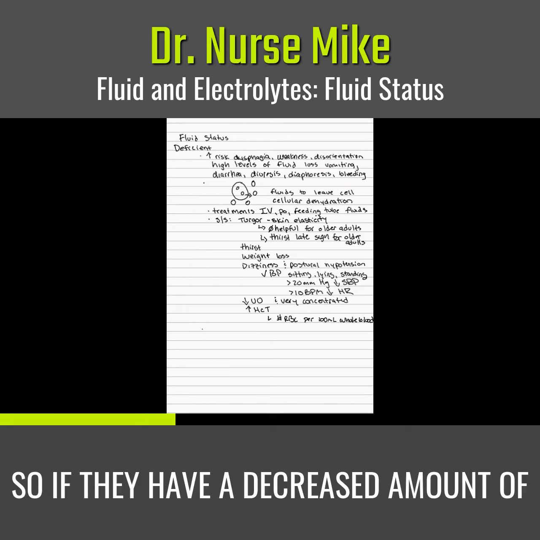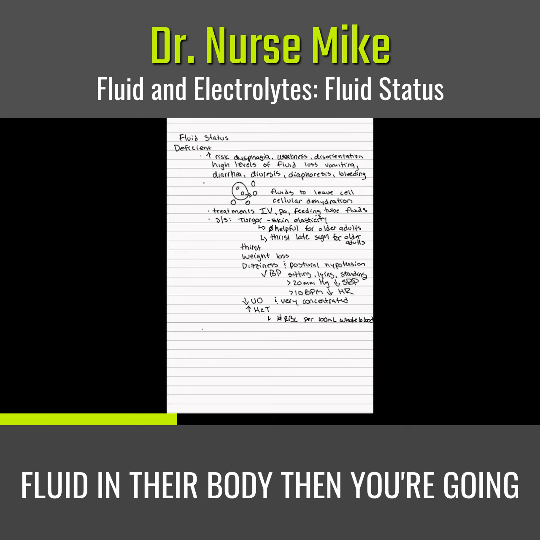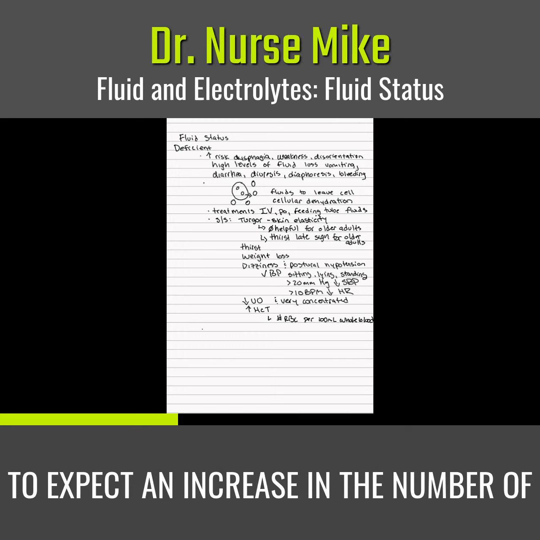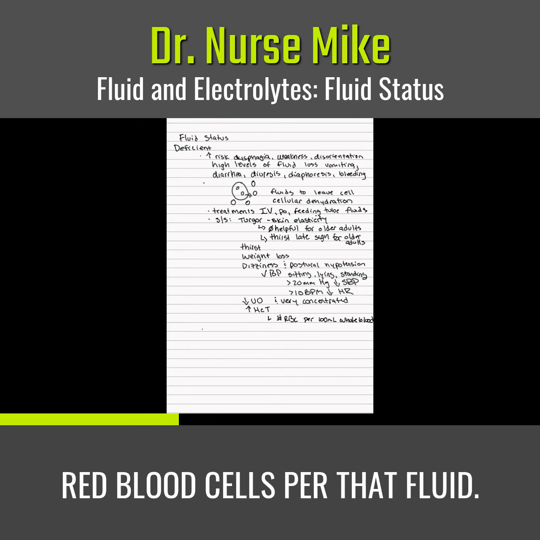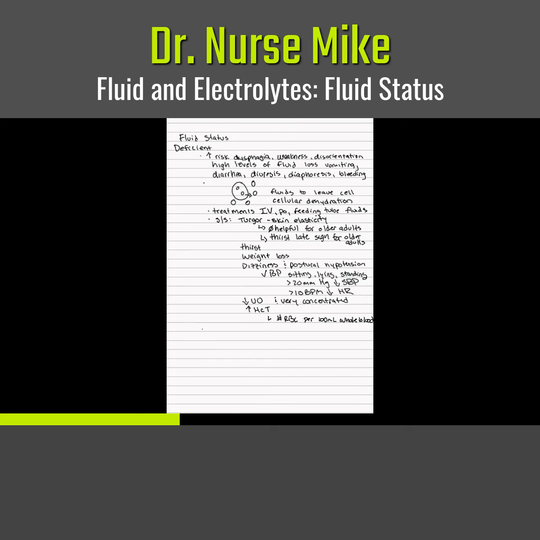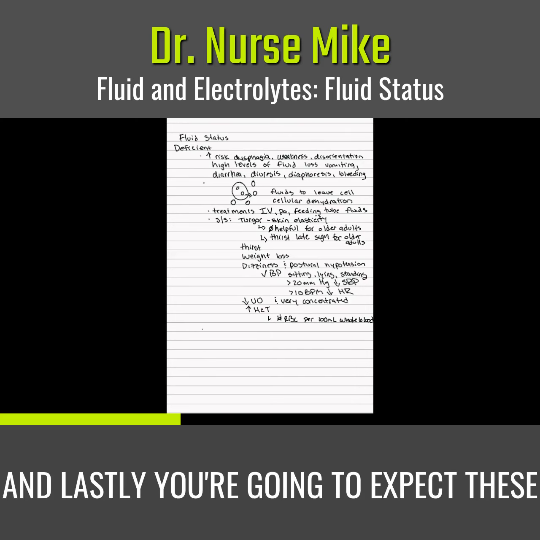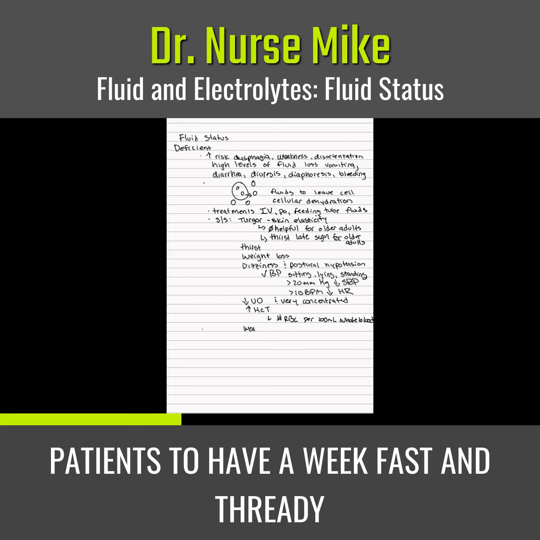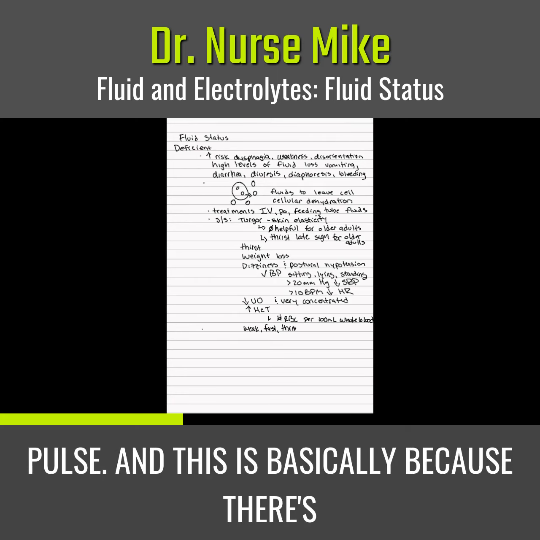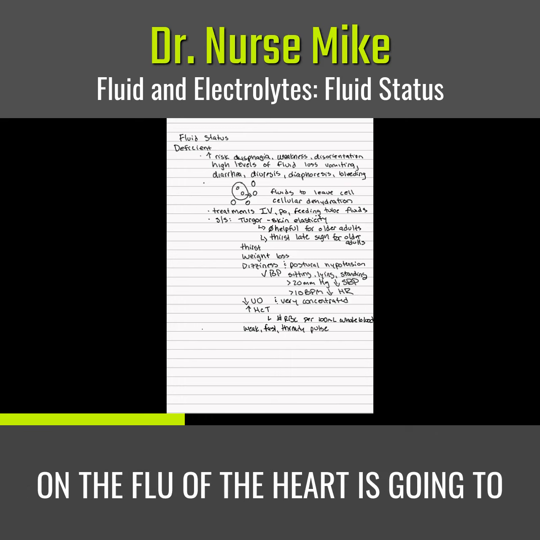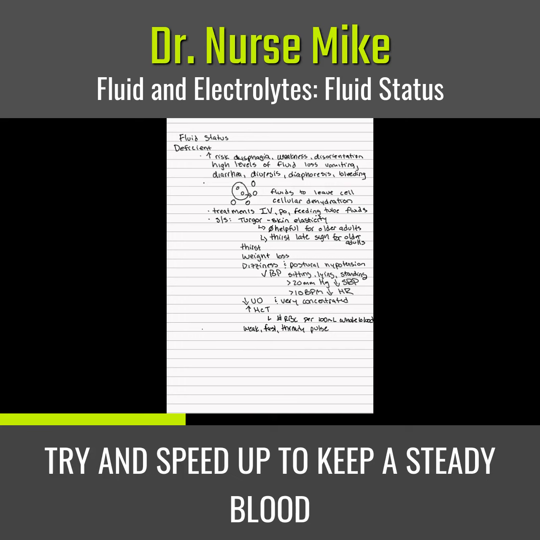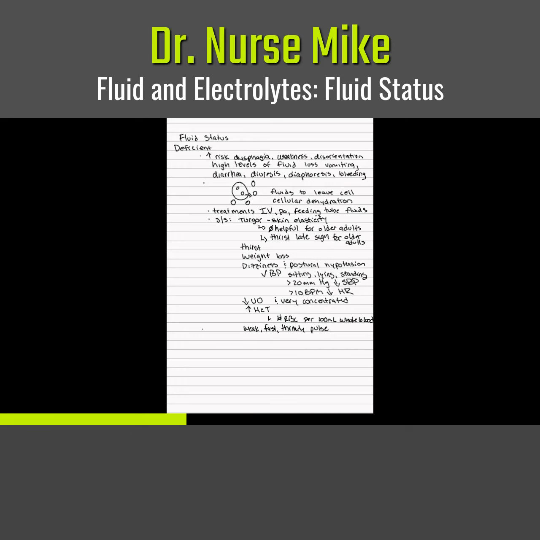So if they have a decreased amount of fluid in their body, then you're going to expect an increase in the number of red blood cells per that fluid. And lastly, you're going to expect these patients to have a weak, fast, and thready pulse. And this is basically because there's not enough fluid. The heart is going to try and speed up to keep a steady blood pressure.